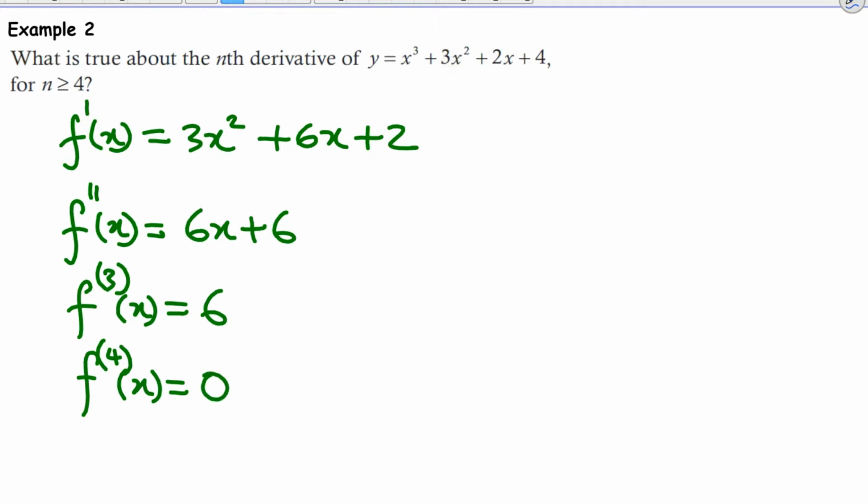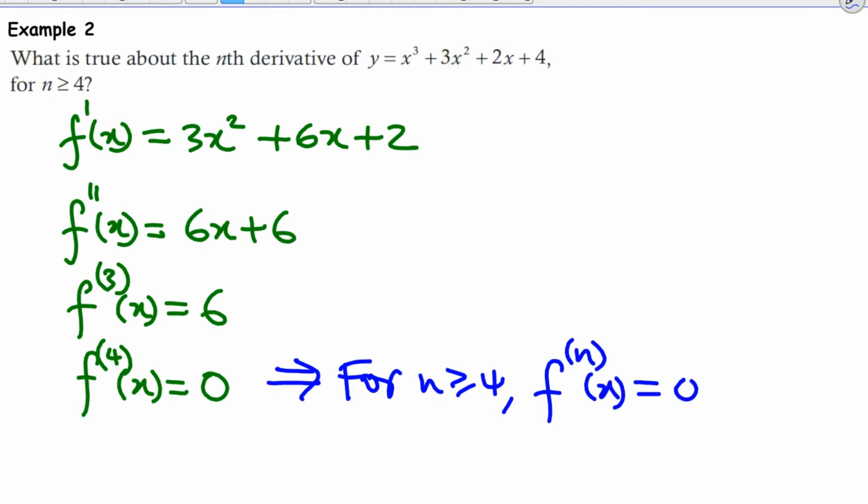Now, what does that mean? It means that for n greater than or equal to 4, the nth derivative will equal 0. For example, the fifth derivative will be 0, the sixth derivative will be 0, and so on and so forth. Okay?